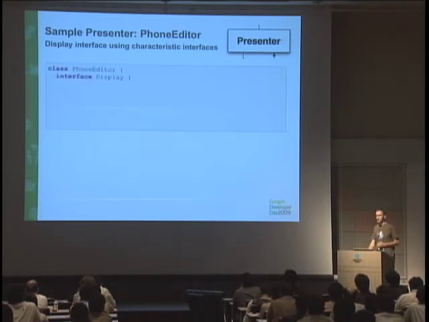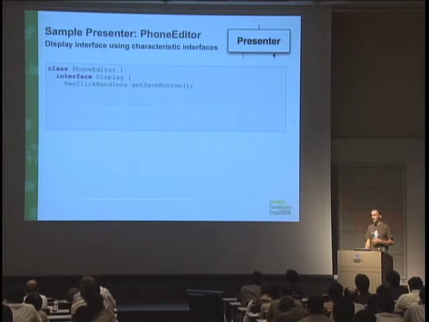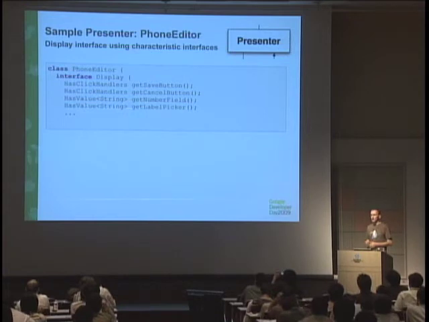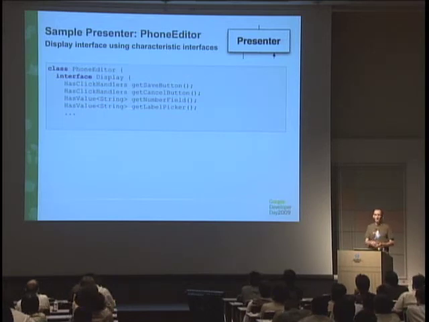So here's that presenter in more detail. We have a display interface or a view interface. We have this HasClickHandlers interface, HasValue. And what you see is that instead of having a button as the return type for getSaveButton, we have this thing called HasClickHandlers. Now, why do we do that? That's because HasClickHandlers is much simpler than a button. The only thing that HasClickHandlers has is you can execute a click method.